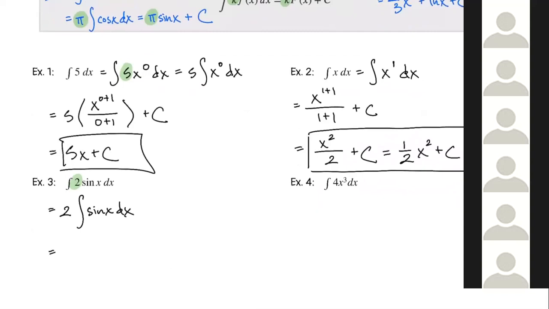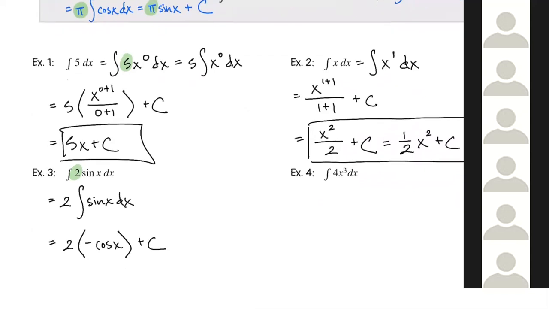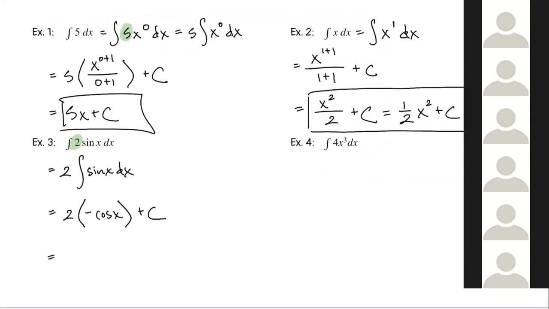And let's think about this. Where did sine come from? I think we had this in one of the previous examples. It comes from negative cosine. So it's like 2 times negative cosine plus c, or we tend to just bump that negative sign all the way out to the front. And here is our solution. Okay.